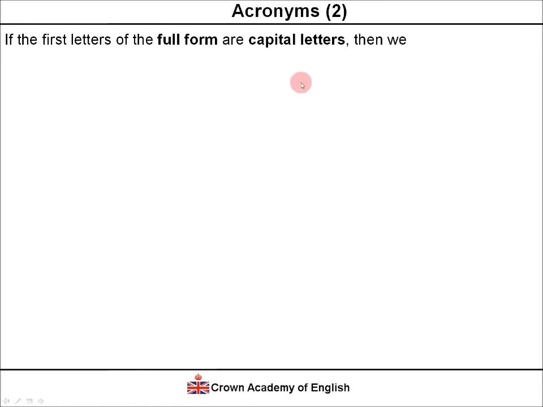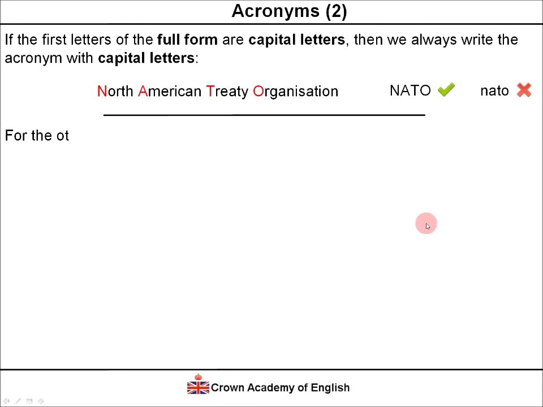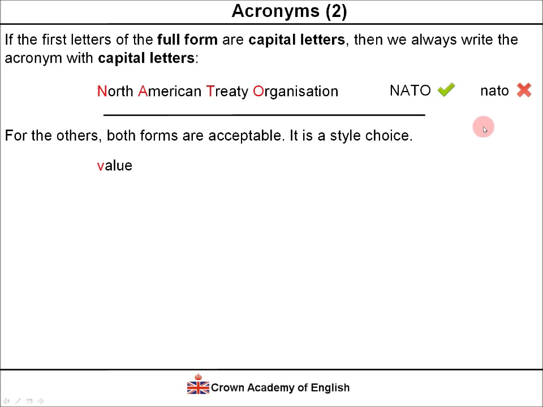Continuing with acronyms, if the first letters of the full form are capital letters, then we always write the acronym with capital letters. So here, the full form has capital letters. Therefore, we write the acronym with capital letters. And small letters is wrong. And again, for the others, both forms are acceptable. It is a style choice. So value added tax, we always write this with small letters, therefore we can choose. Sometimes we see it with capital letters, sometimes we see it with small letters. Both are correct.